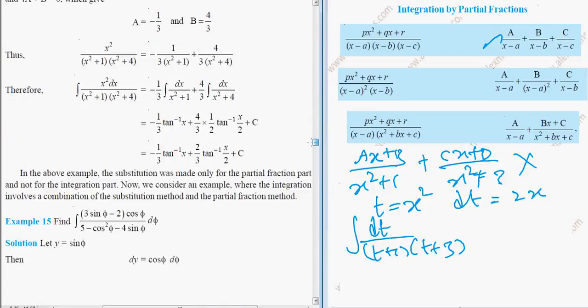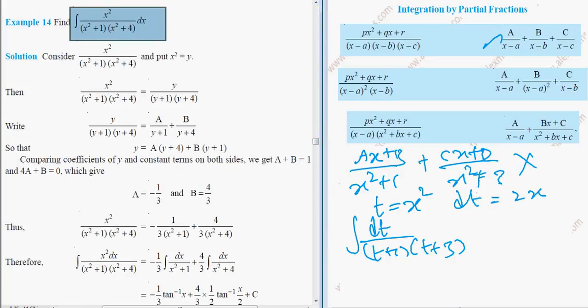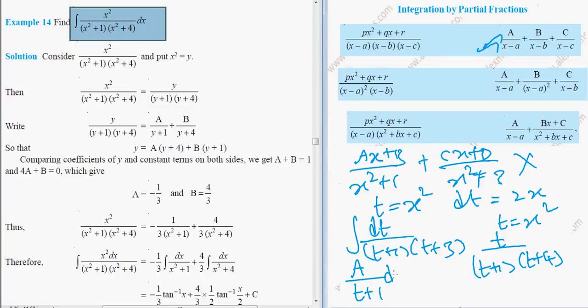But there are other problems where you will not have dt. For example, you see this one. Here I can use only t as x square. I cannot use dt. Then what will happen? I will get t by t plus 1 into t plus 4. We can apply the partial fraction rule, but I cannot integrate with t itself, because I will be getting a value as something divided by t plus 1, but still I will be having dx here for the first term. Then I will be having dx by x square plus 4. Sorry, t plus 4. Since it is dx and t, I cannot integrate.